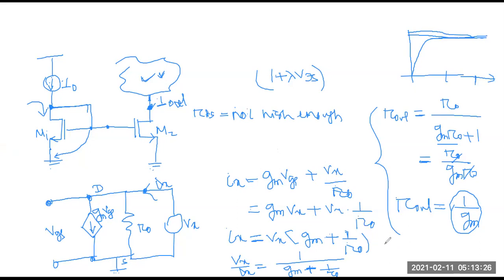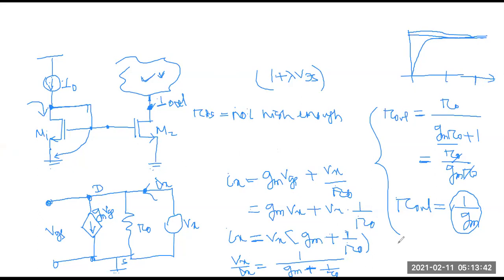And how to reduce that? One thing is, first you have to increase the L of the transistor, at least 10 times or more than 10 times, so that the R out will be very, very high.